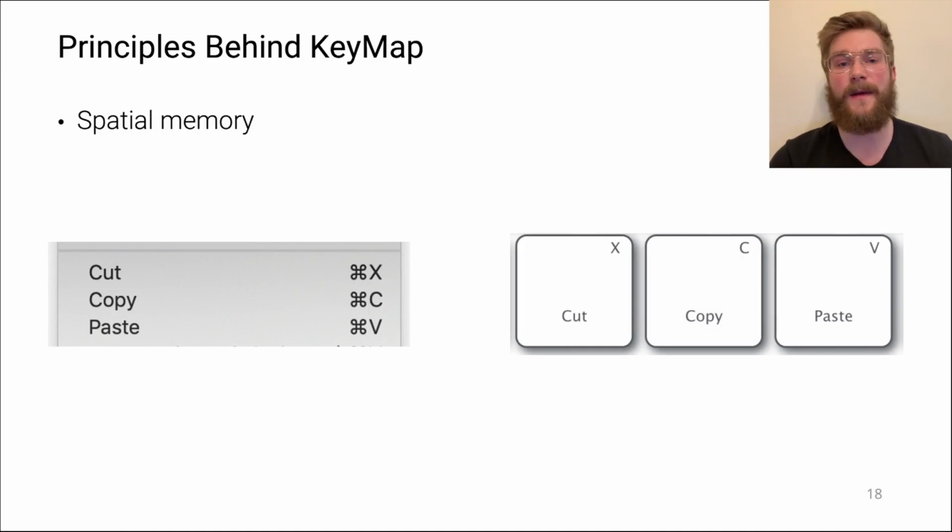The second key principle behind KeyMap is the idea of spatial memory. With KeyMap, you can tell that some shortcuts are aligned beside each other semantically. If I look at this linear menu here, I can't tell that cut, copy, and paste are actually beside each other on the keyboard, but KeyMap makes that extremely obvious, and it makes sense that some things should be semantically and physically grouped together. Other things like find and replace are also placed near each other.